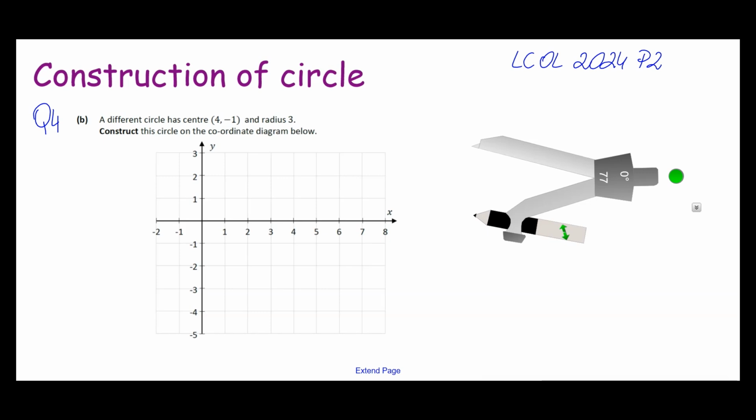Construction of circle. So in this part, we have a different circle that has center (4, -1) and radius of 3. And therefore, we have to construct this circle in the coordinate diagram below. Well, how do we do that?